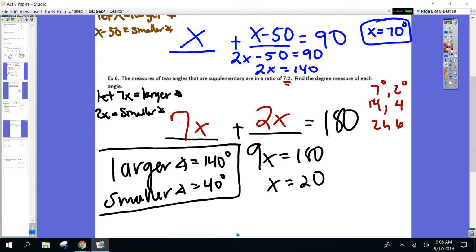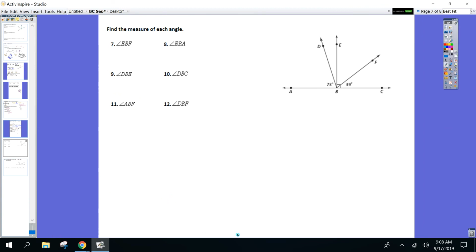All right, so some word problems coming at you. You and your partner have the next. I have 7 through 12, you have 6 through 11, but same problem. You've got another minute 15 to get it done. Go ahead, and then we'll go over them.